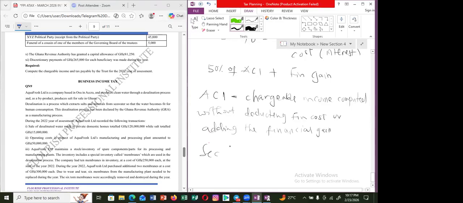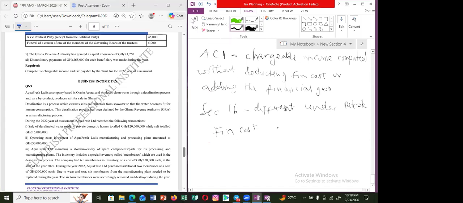Remember, this one does not apply. Section 16 is different under petroleum and mining and natural resource taxation. What is the amount of allowable deduction? They said that financial costs under petroleum that are allowed as a deduction shall not exceed the amount of financial gain. So the financial cost you can deduct is going to be less than or equal to the financial gain. It cannot exceed what? The financial gain, right?